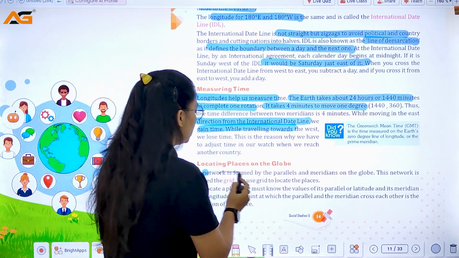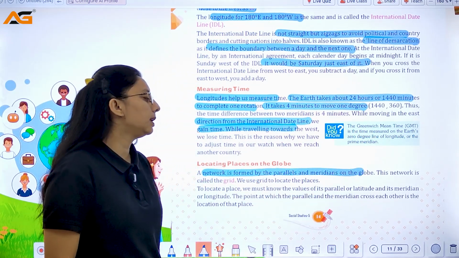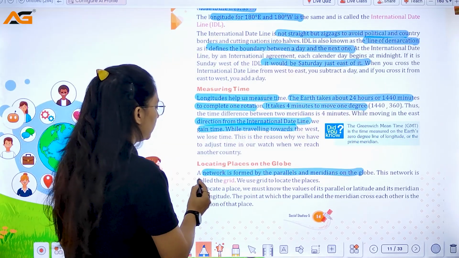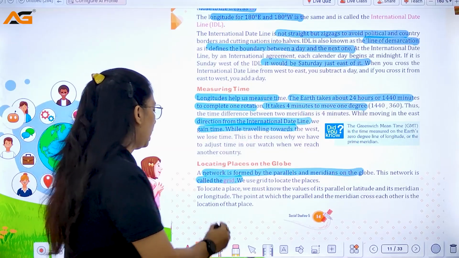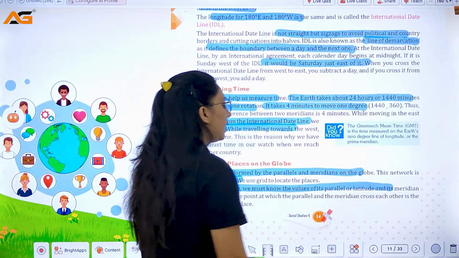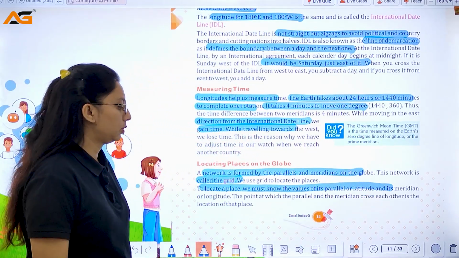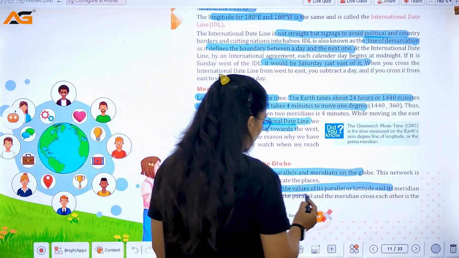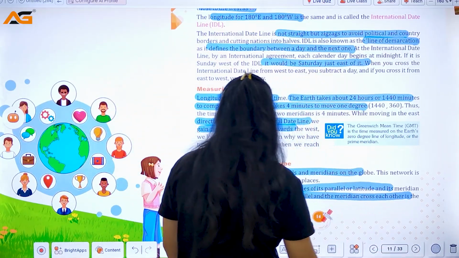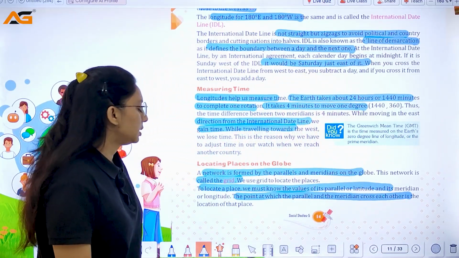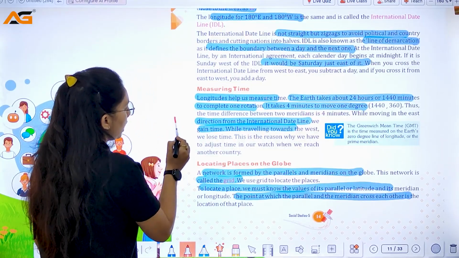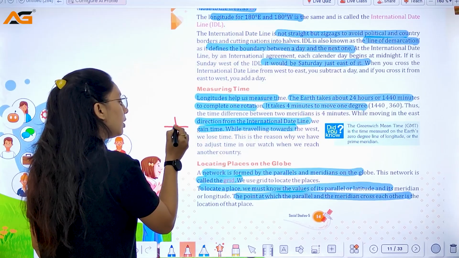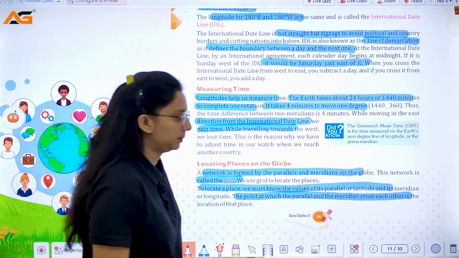Now locating places on the globe. A network is formed by the parallels and meridians on the globe. The network is called a grid. और हम grid का use करते हैं places को locate करने में. And to locate a place, we must know the values of its parallel or latitude. The point at which the parallel and meridian cross each other is the location of the place. जहाँ पे भी cross करेगी, भाई जैसे हमारे पास ये यहाँ पे आपकी meridian cross, तो ये उस place की location होगी.